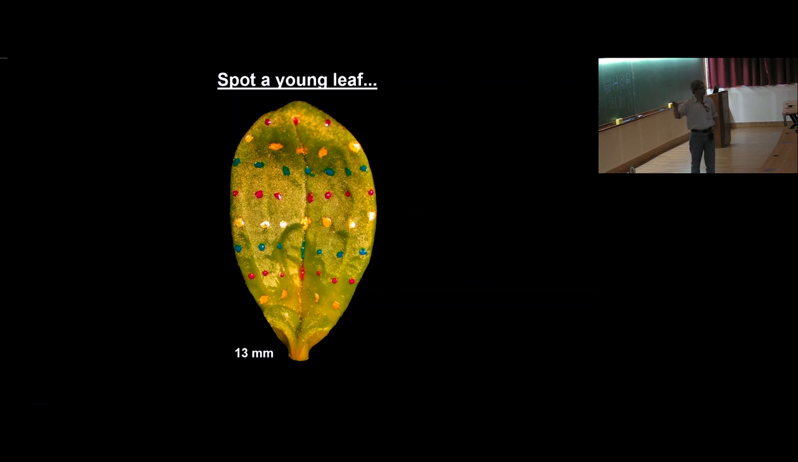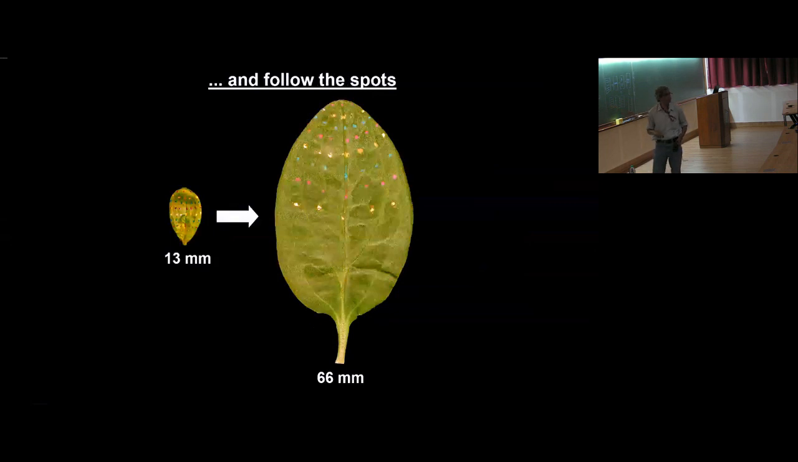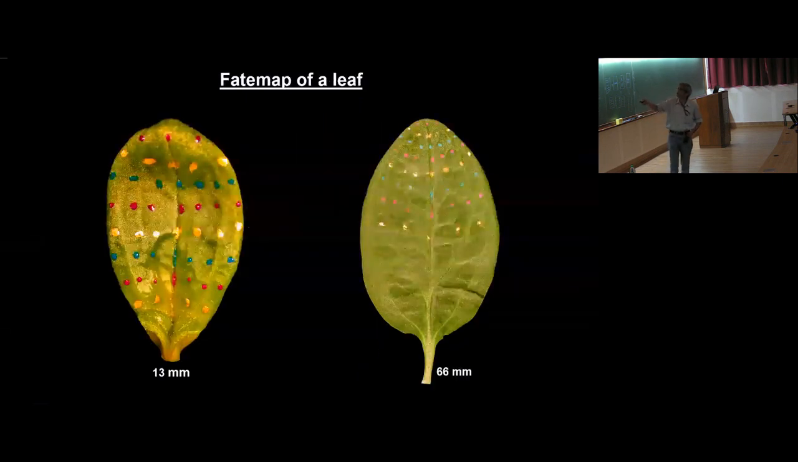And then let it grow. Once it matures, the same leaf will grow up to 66 millimeters in this case. This is the same leaf, which is spotted here when young, and this is the bigger leaf. I'll just normalize the size so that you can see it. This is the young leaf, and this is the same leaf at the end of the growth. What you see here is that the dots, which were throughout the leaf, are collected only towards the tip of the plant, which essentially means that growth is not uniform.